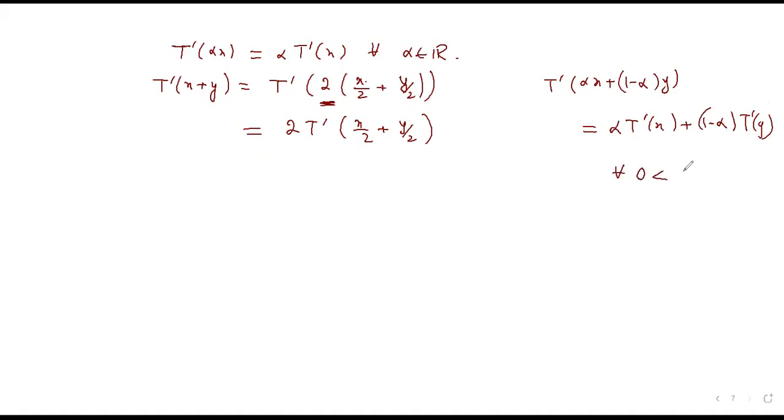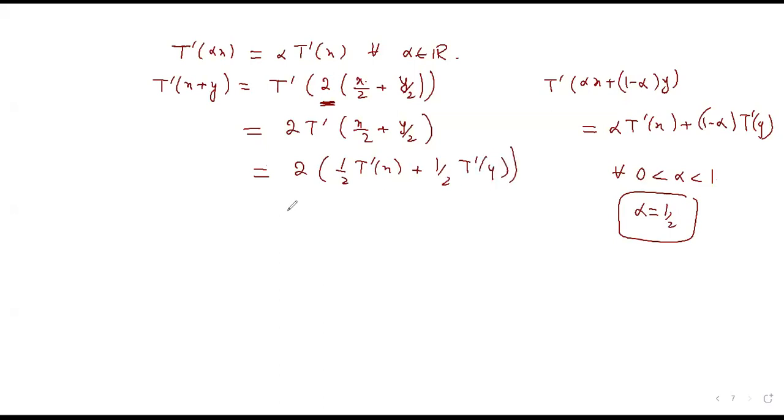For all 0 less than alpha less than 1, you take alpha equal to 1 by 2, जो कि ले सकते हैं इसमें. So this would be twice 1 by 2 into t dash of x plus 1 by 2 into t dash of y, which is equal to, इतना लंबा छोड़ा. Okay, for all x, y belonging to X, which implies that t dash is linear finally.